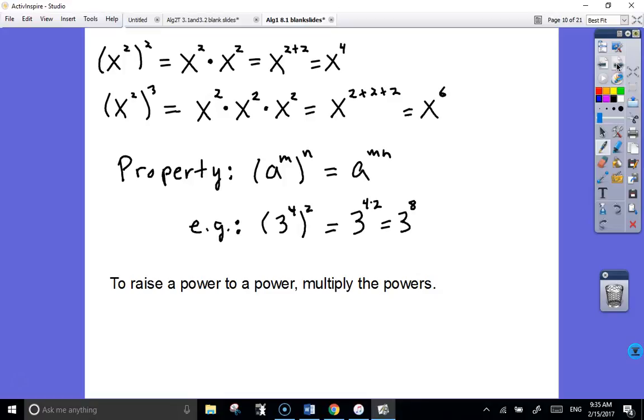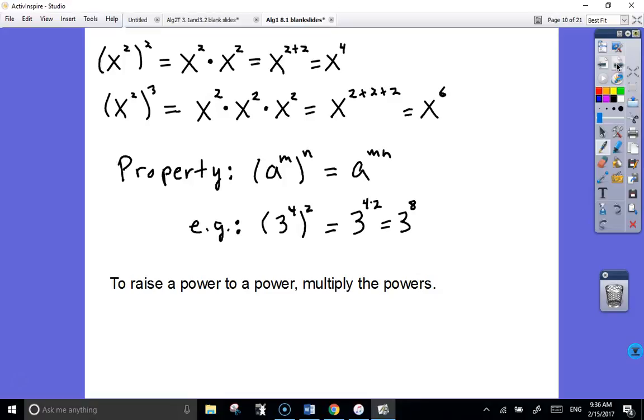Okay, what about this one? X squared to the 3rd. X squared times x squared times x squared. Again, what do you do with the exponents? You add them up. 2 plus 2 plus 2 and you get 6. So, the property is if you have a base in parentheses raised to a power and then outside parentheses you raise that to a different power or exponent, it's a multiply. Right? A to the m to the n is a to the m times n.